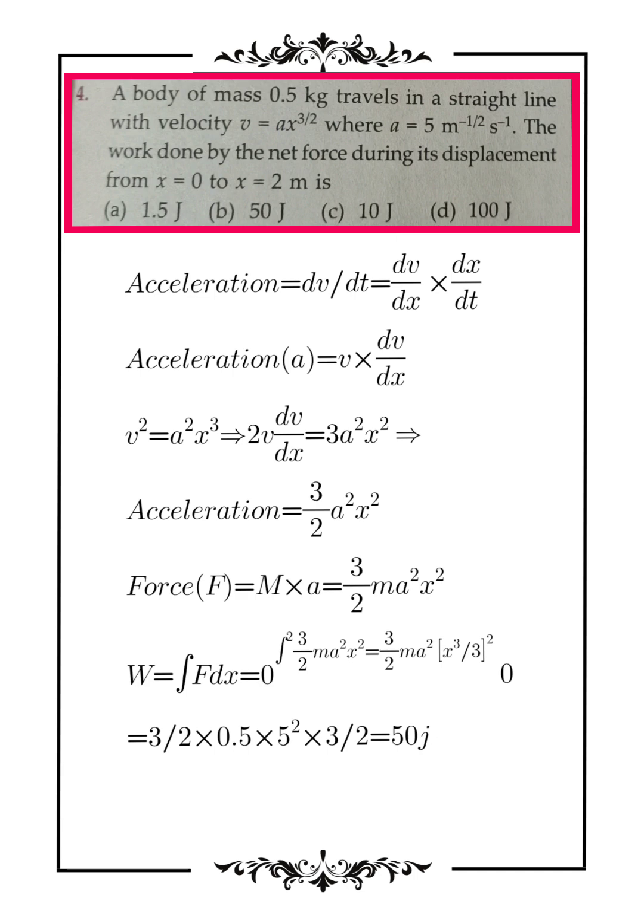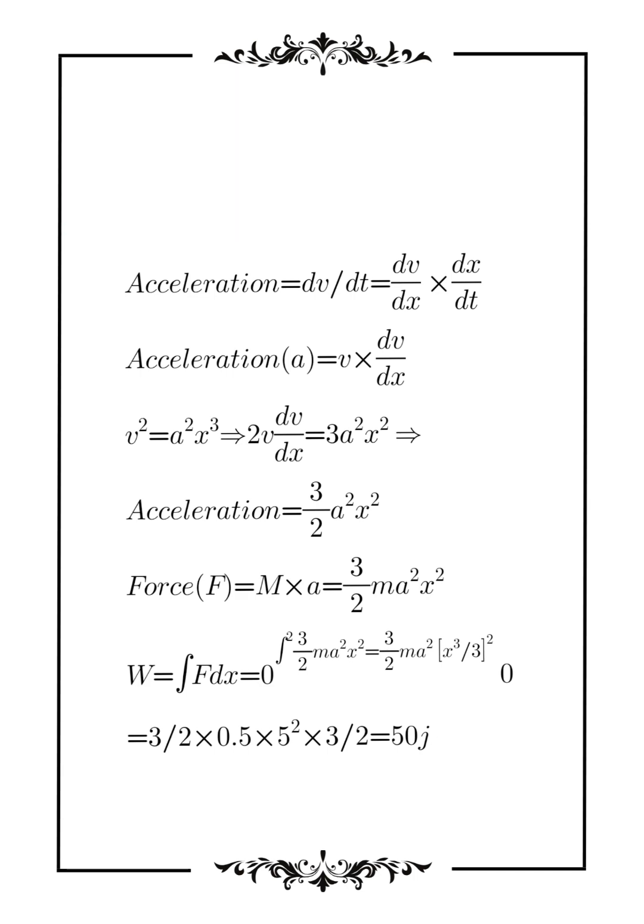The acceleration is nothing but the rate of change of velocity. We know that dv by dt can be written as dv by dx into dx by dt for the sake of convenience. Therefore, v into dv by dx. Once we square the above relation, v square is equal to a square into x cube, and differentiating both sides with respect to x, we get 2v into dv by dx is equal to 3a square x square. Therefore, acceleration is equal to 3 by 2 a square x square.